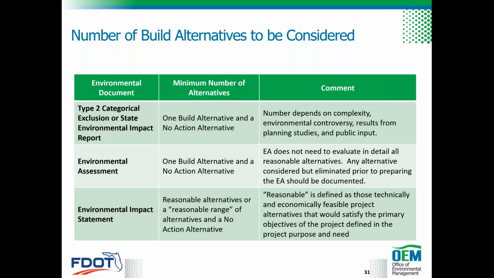Again, it depends on the project. For an EA, or environmental assessment, also one build alternative and no build. And for an EIS, the minimum number of alternatives would be a reasonable range of alternatives, and the no build. So the no build is always in the formula.